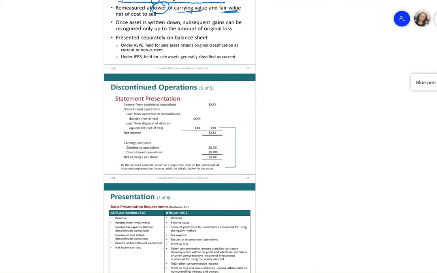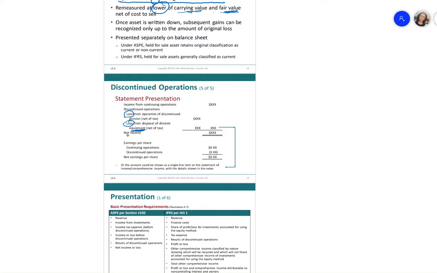You could have a loss or you could have an income. When you have a loss, it's called a tax recovery, and when it's an income, it's called a tax we pay. Same thing with disposal: a loss or gain from disposal of a division's equipment. Any asset that we sell, you could have a gain or a loss. That's why I said you're only going to have two things here, gain and loss, but both need to be reported net of taxes.